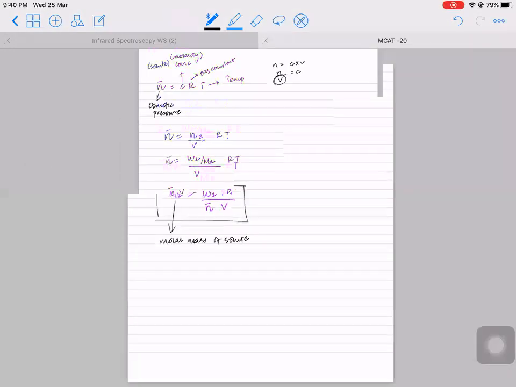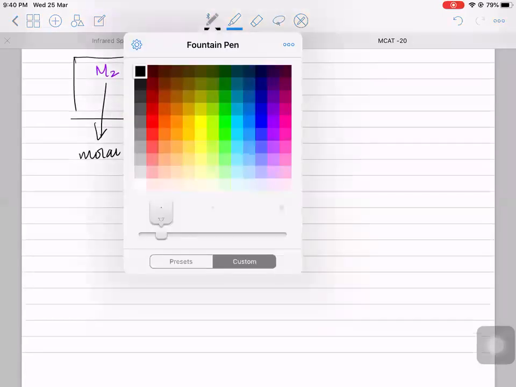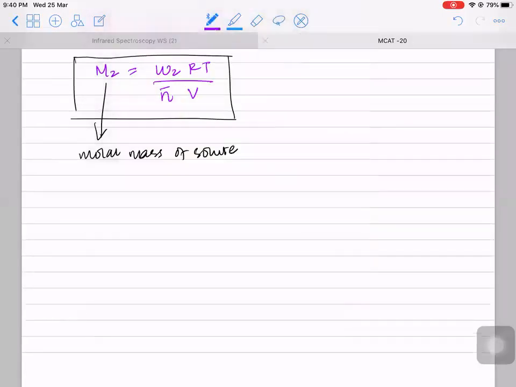Now, what are the advantages of osmotic pressure over the other colligative properties? So let's see the advantages of osmotic pressure.